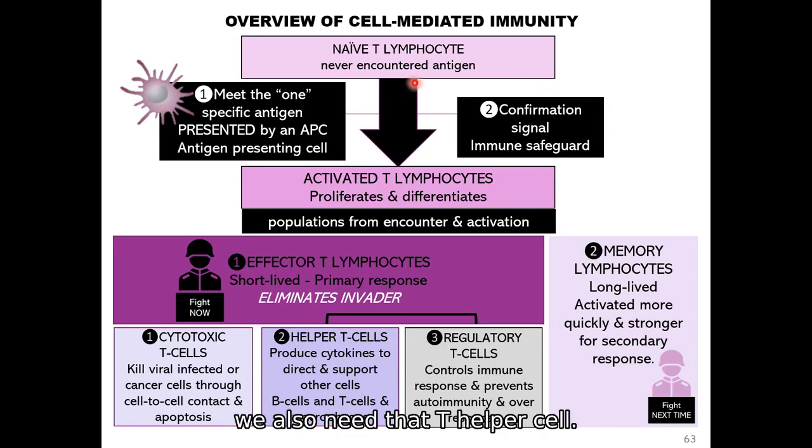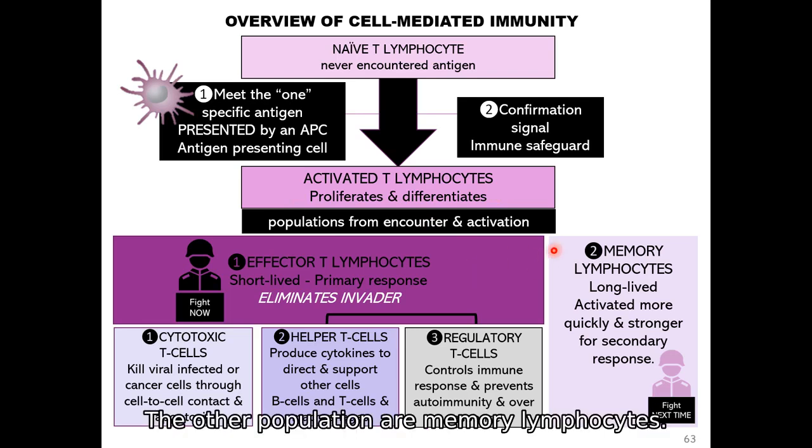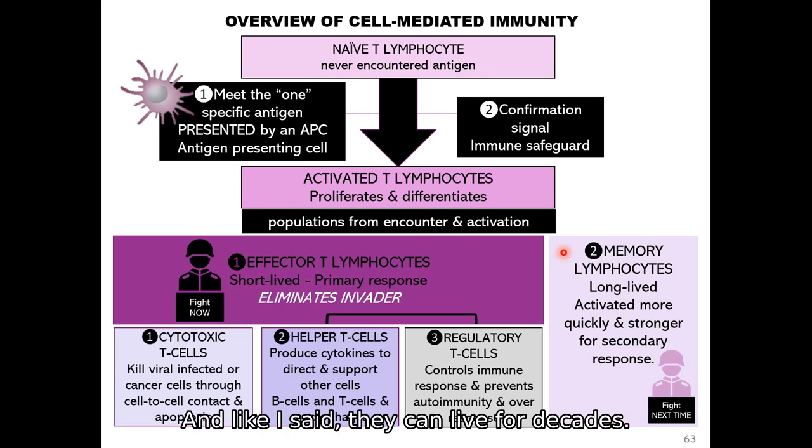All right, so now they've seen it. To get an immune response, we also need that T helper cell. We need that confirmation signal. But once we have activation, we get proliferation. So that's a fancy word for making a big clone army. And then they're going to differentiate into our two populations. One population is going to be an effector lymphocyte, which means they're going to fight that infection at that moment. The other population are memory lymphocytes, and like I said, they can live for decades, so they'll be ready the next time there's the same challenge, so the same pathogen, the same disease.